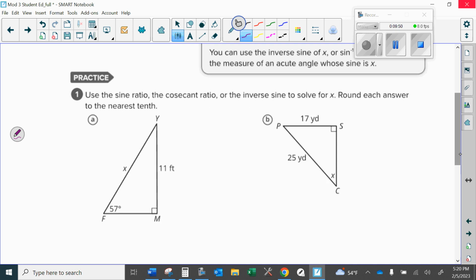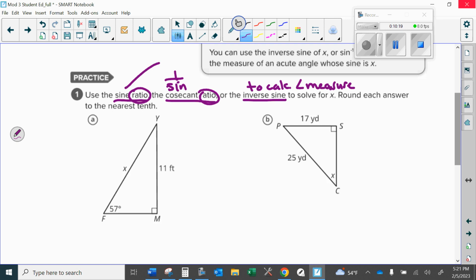So as a quick review, the sine ratio is a fraction. Cosecant ratio is also a fraction, where it's the reciprocal, 1 over sine, cosecant, the reciprocal of sine. And the inverse sine is to calculate angle measure. Just remember that if you're ever going to use inverse sine in a calculator, it's calculating angle measure, never side lengths.